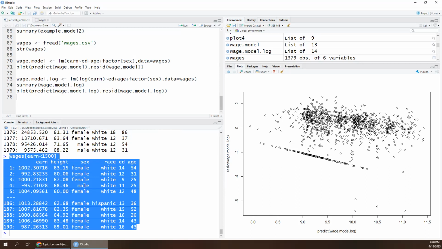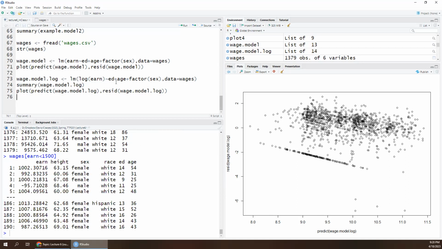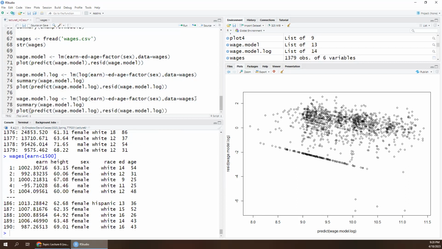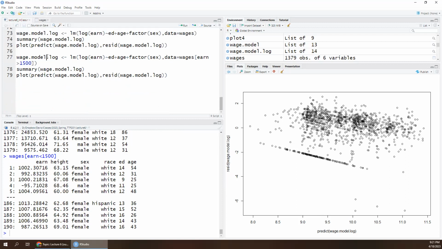And so in this case, in order to make a more uniform data set where I know I'm examining, let's say, full-time workers, I can drop these guys and see what happens to my model. So I'm going to go ahead and copy and paste all of this, except this time I am going to change the input data to only include people who make more than $1,500 in a year.